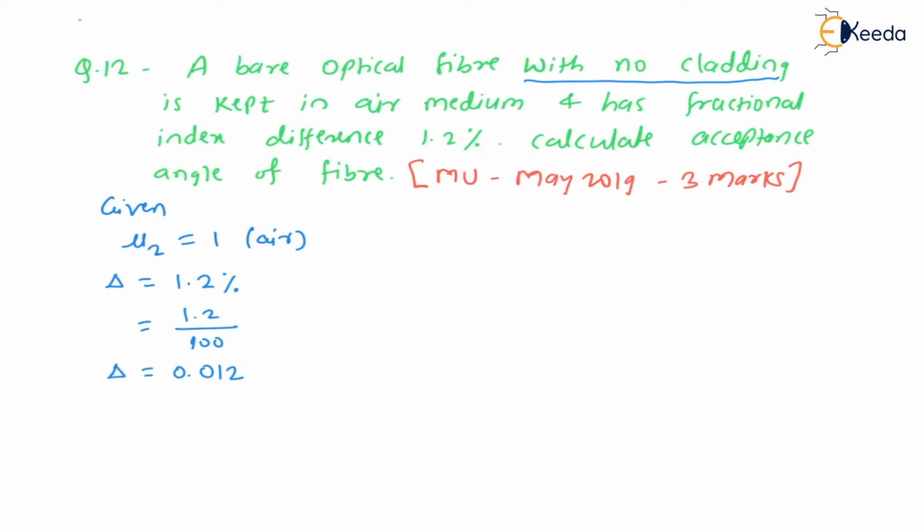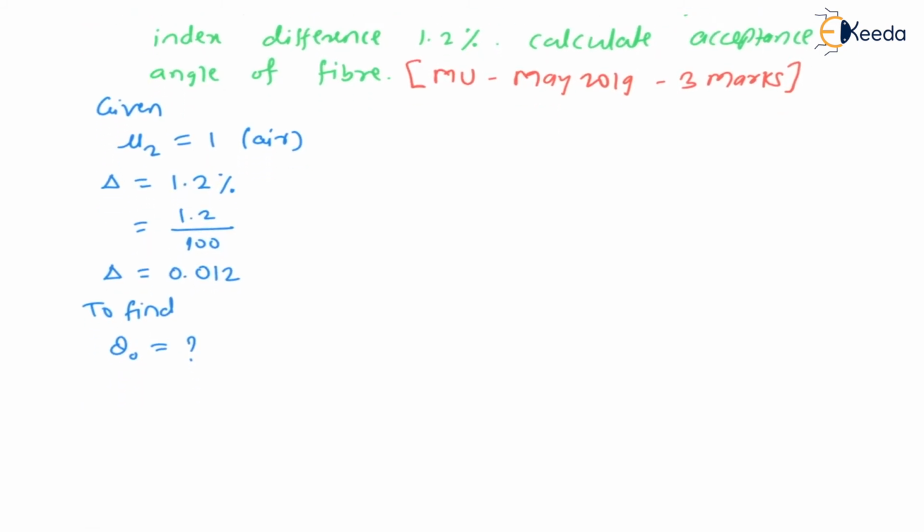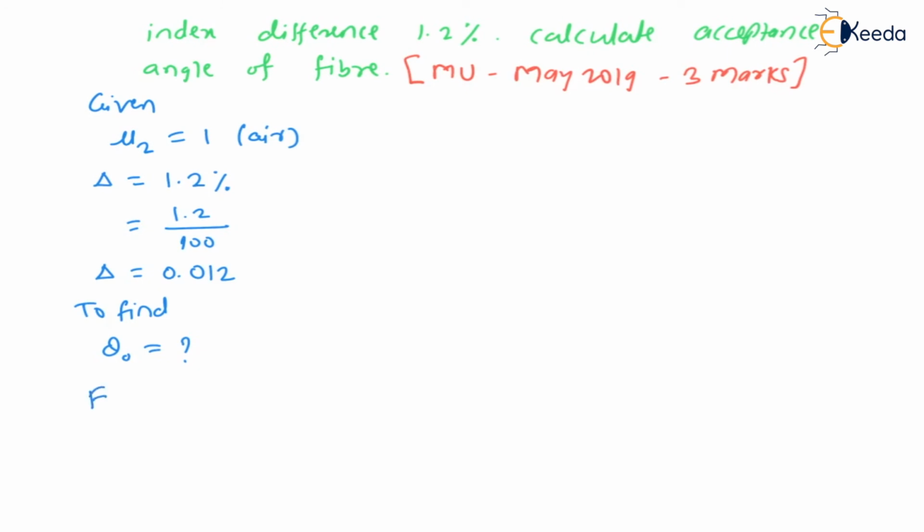Now what we have to find out is the acceptance angle, that is theta naught. Now the formula for acceptance angle, I'll write the formula. See, the acceptance angle is nothing but sine inverse of under root mu1 square minus mu2 square.